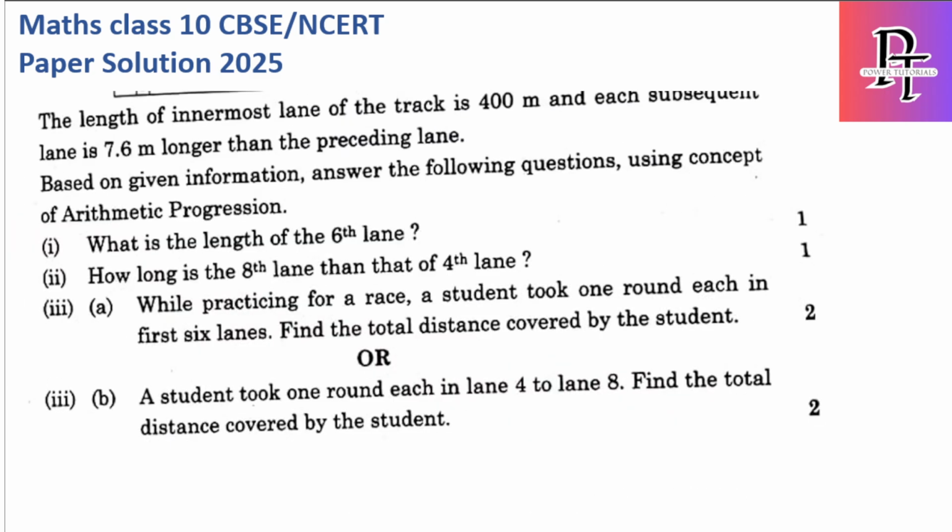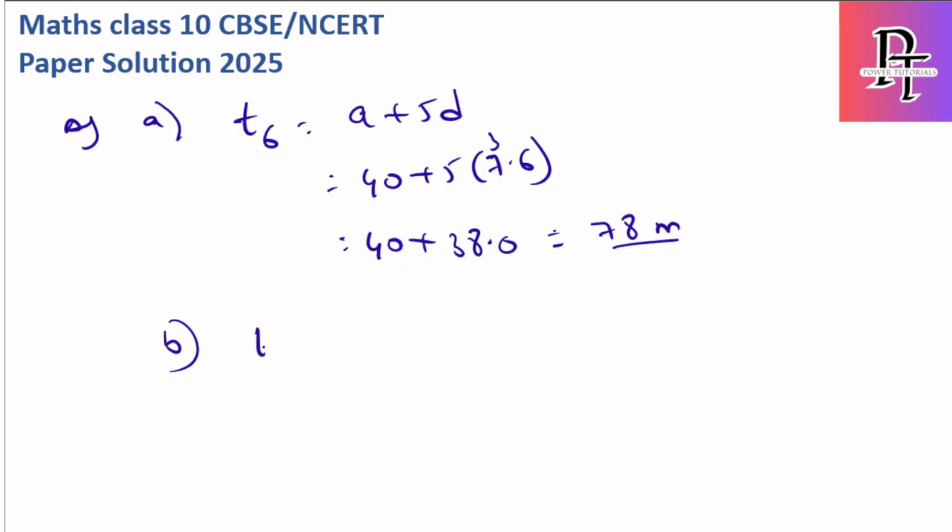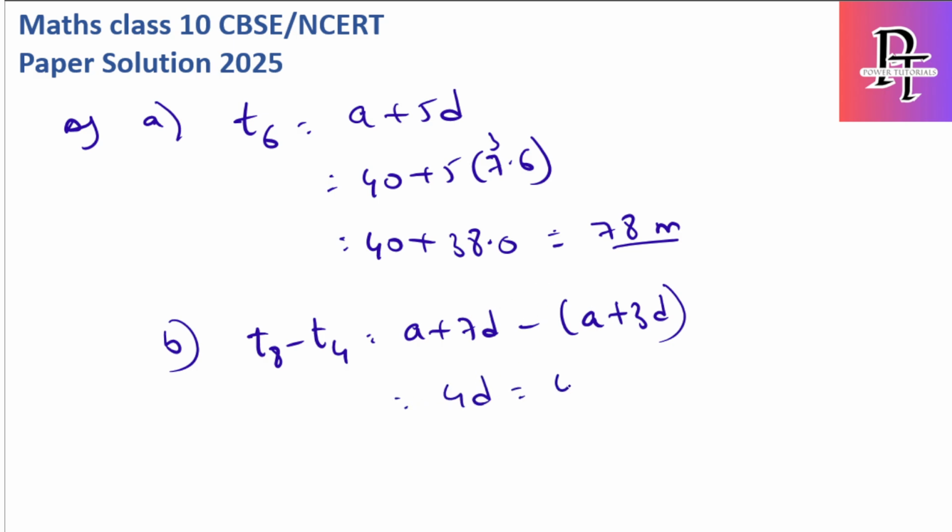There is also one mark. They are asking how long is the 8th lane more than the 4th lane. So simply it is T8 minus T4. So it is A plus 7D minus of A plus 3D. 8 is 7, 4 is 3, correct. So A will cancel out, 7D minus 3D is 4D. So simply 4 into 7.6 is the answer. 4 6 are 24, 2, 4 7 are 28, 30. So it is 30.4 meters.